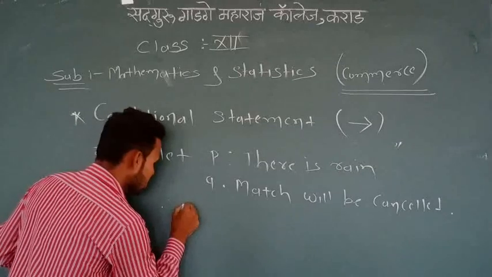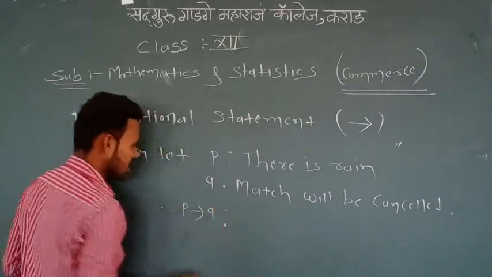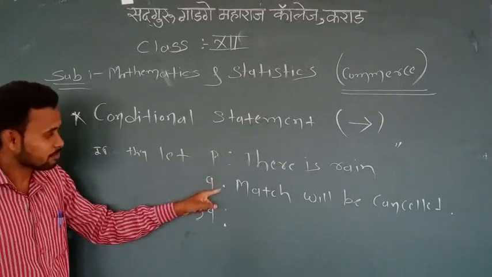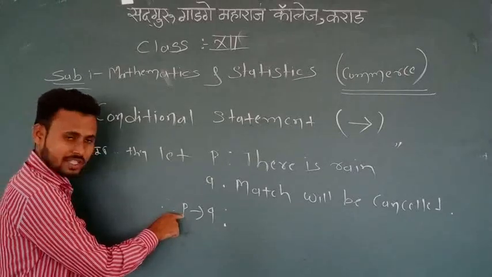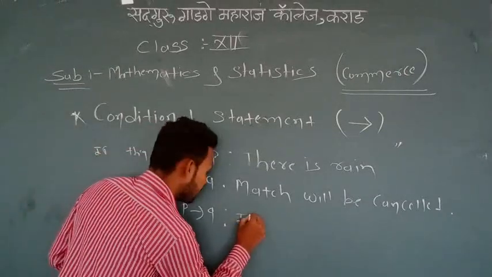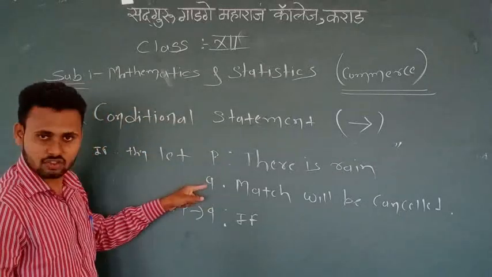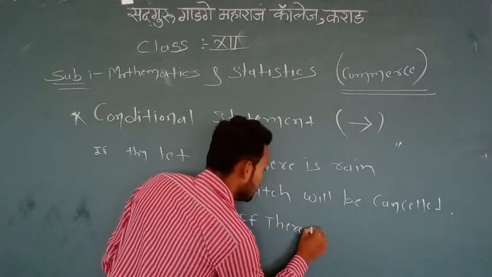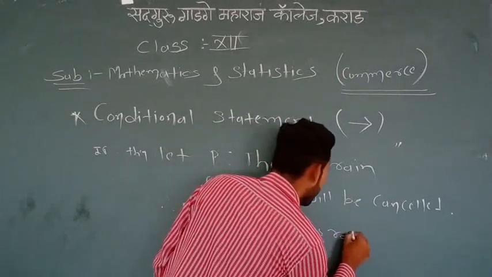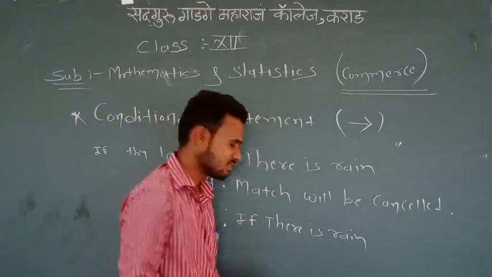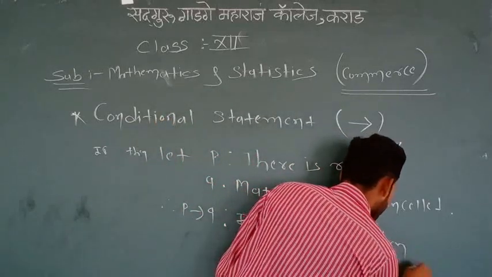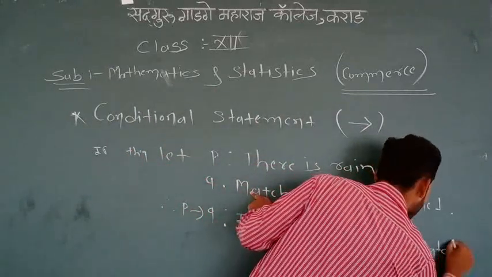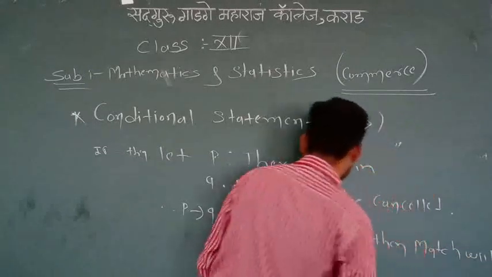Therefore the conditional statement of P and Q, symbol P implies Q, what do we get? If there is rain, then the match will be cancelled. The second statement Q means the match will be cancelled.